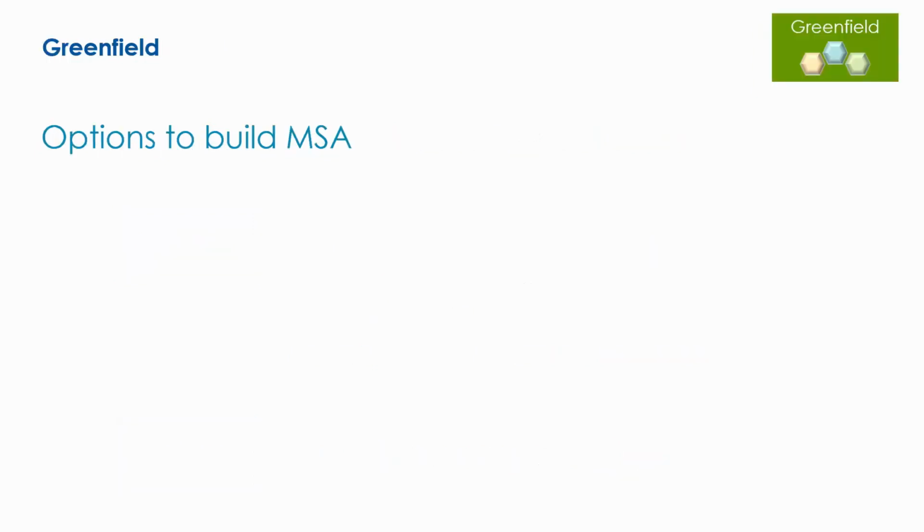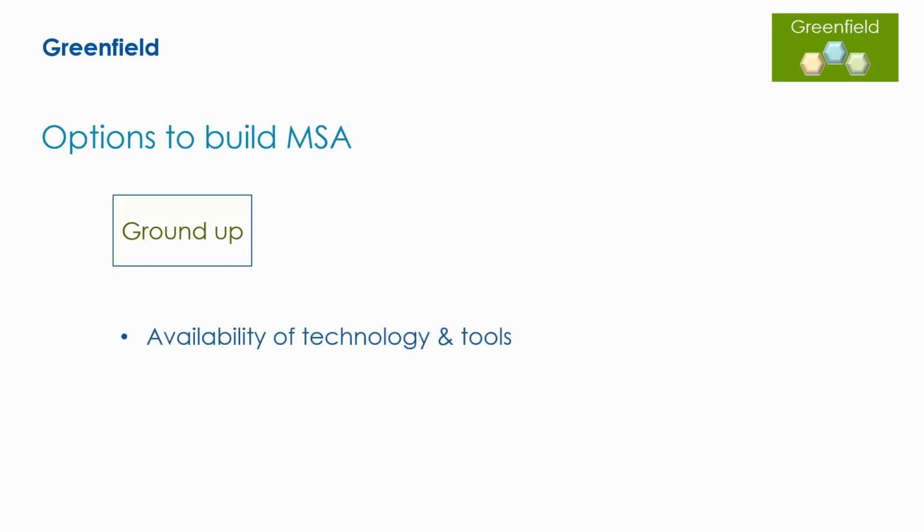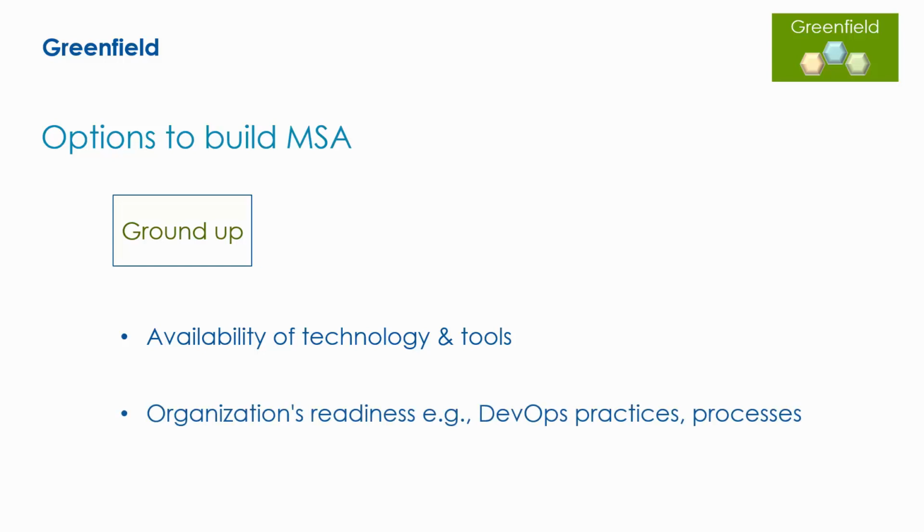The greenfield project team has two options for building their application. The first one is they can build their application as a microservice application from the get-go. A couple of considerations that the greenfield project team needs to keep in mind. First one is they need to ensure that there are tools and technologies available to them for building these microservices. And the organization readiness also plays an important role.